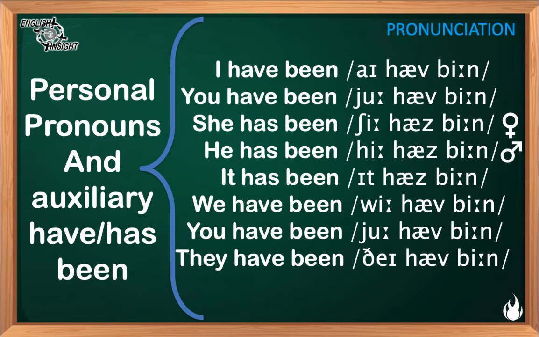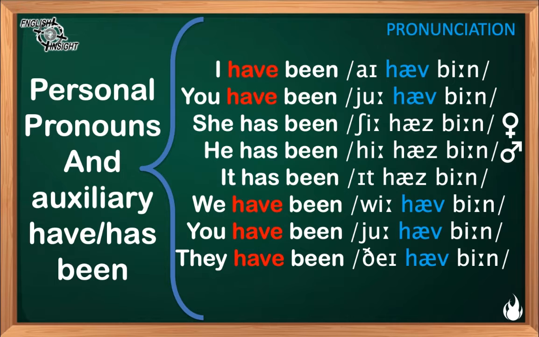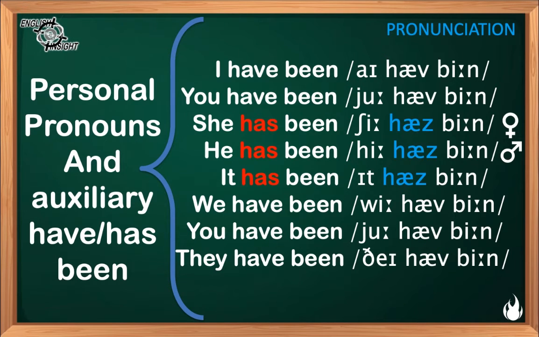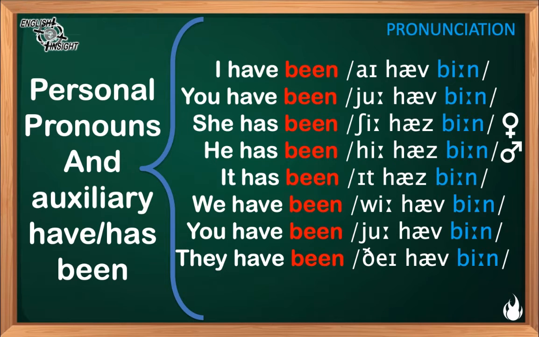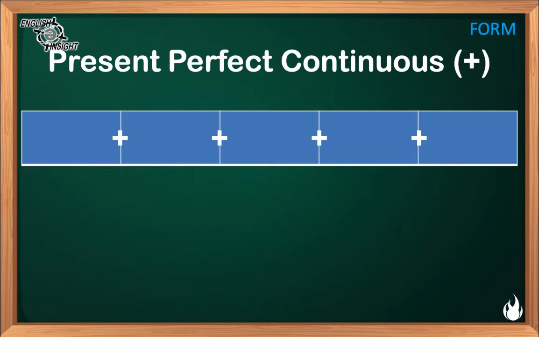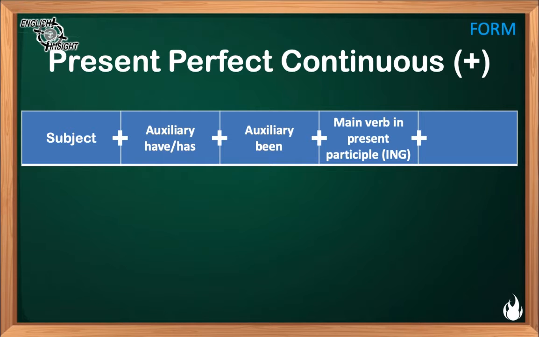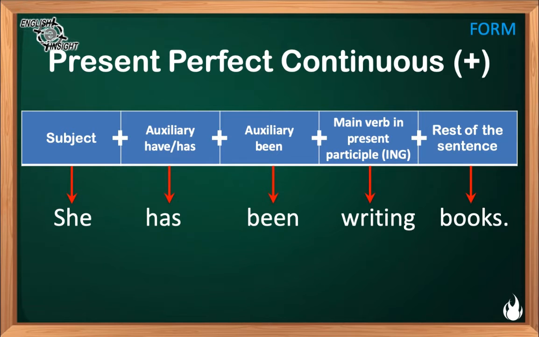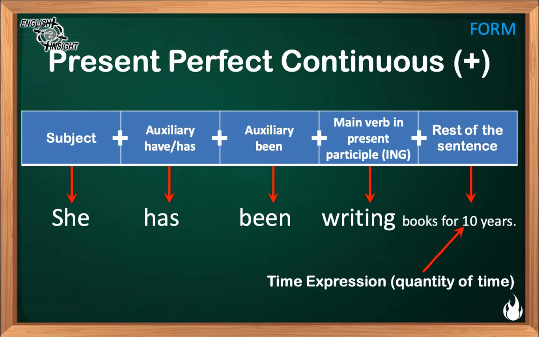The auxiliaries we use so as to express ideas in present perfect continuous are the auxiliaries have or has for the perfect aspect and the auxiliary been for the continuous aspect. The affirmative form for the present perfect continuous commences with the subject, followed by the auxiliary have or has, then the auxiliary been, the main verb in present participle, ing, and the rest of the sentence. For example, she has been writing books. And we can also use the time expression so as to enhance the quantity of time.